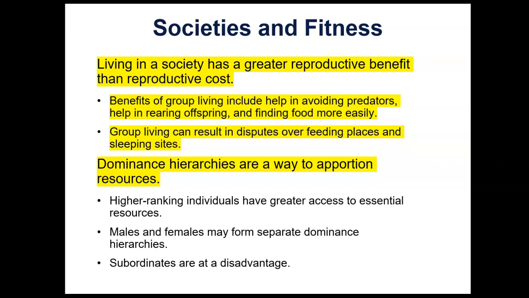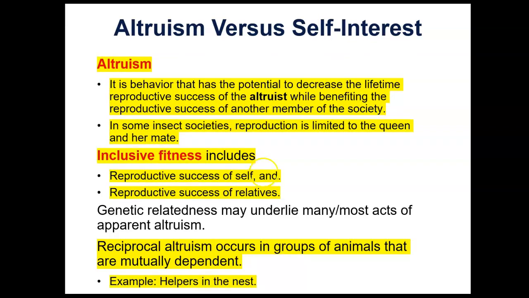A lot of times, the other males in a society that are not the dominant males and are not getting access to the female to mate, they're still in a way passing on their genes because they tend to be related to the dominant male. They tend to be a relative of the dominant male. So in an indirect way, their genes may be getting passed on. Altruism is a behavior that has the potential to decrease the reproductive success of the altruist. So it's like selfless behavior. Selfish behavior is the opposite of altruism.